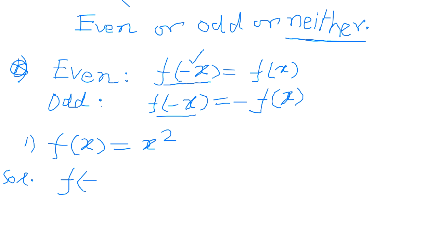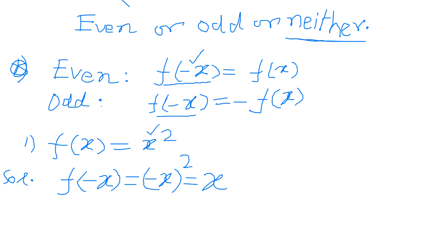Right? So here also, this x is minus x, squared. So minus x squared means minus x times minus x. Minus times minus is positive. So this is x squared.